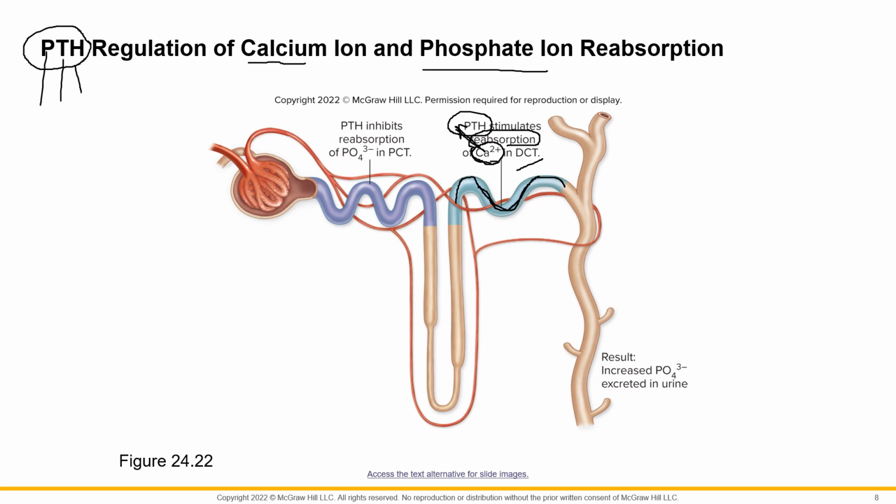Now phosphate ions is a little bit different. There's an inversely proportional sort of relationship between what PTH does for calcium and what PTH does for phosphate. So parathyroid hormone inhibits phosphate reabsorption in the proximal convoluted tubule. So it's making you pee out excess phosphates by inhibiting the cells from pumping them back into your bloodstream. As a result, you're going to pee out more phosphate because phosphate is not reabsorbed here and calcium is reabsorbed here. So you're going to pee less calcium out, but you're going to pee more phosphate out.